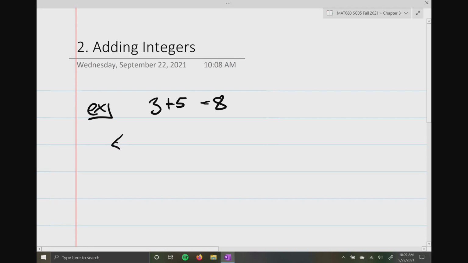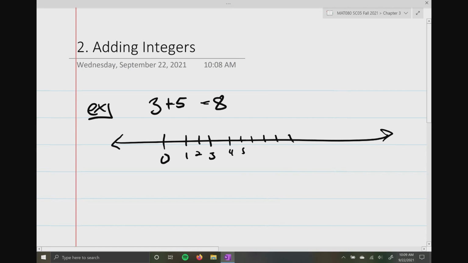On a number line, I can model this by saying, I'm starting at number 3, and I need to move to the right. That's the plus sign. I need to move to the right 5 units. So 1, 2, 3, 4, and 5. Okay? So that's how we get the number 8.